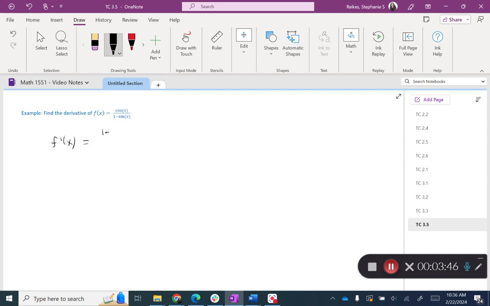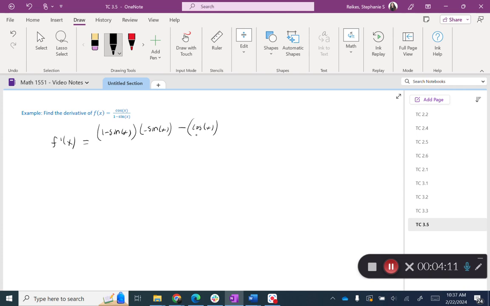So we've got the bottom, which is 1 minus sine x, times the derivative of the top. The derivative of cosine x is negative sine x, minus the top, cosine x, times the derivative of the bottom.